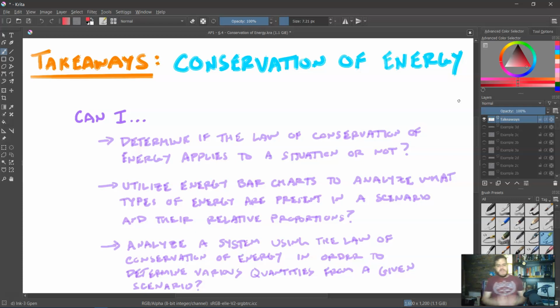And lastly, can we analyze the system using the law of conservation of energy in order to determine various quantities from a given scenario like we did at the end? So, how to do that? Define the system. Consider drawing energy bar charts for all the relevant moments in time, and then compare multiple moments in time using the law of conservation of energy. Go with what you have, and then compare what you have to other moments.